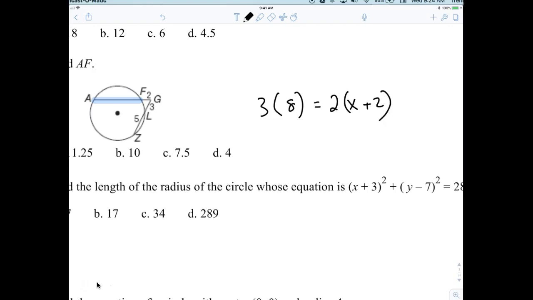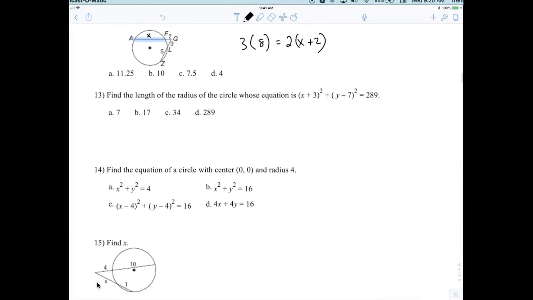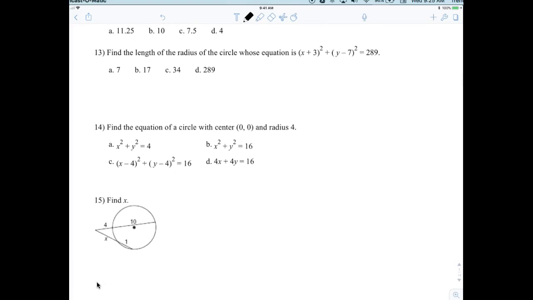2 times x plus 2. All right. Okay, number 13. Okay, 17. Yes, very good. 17 squared is 289.